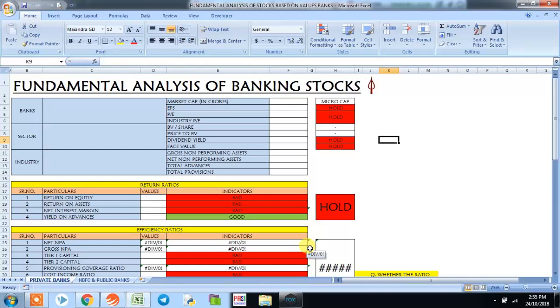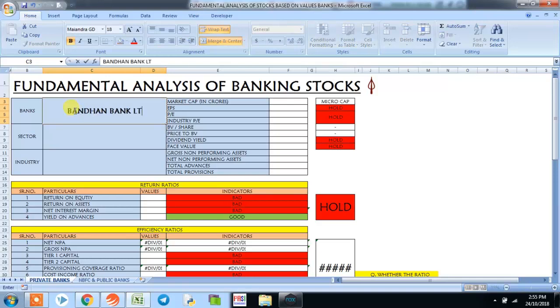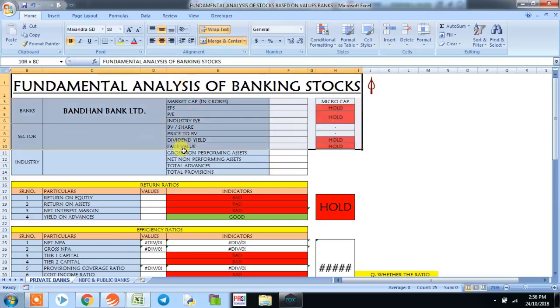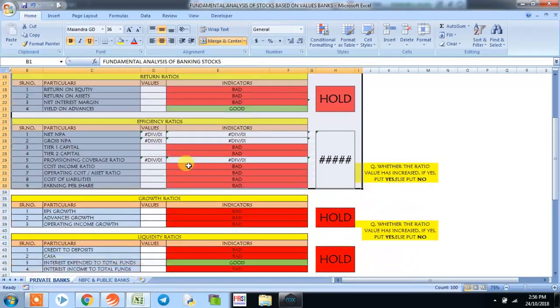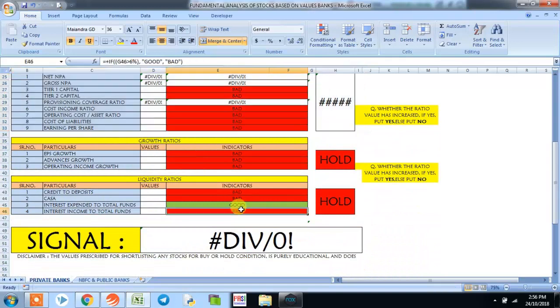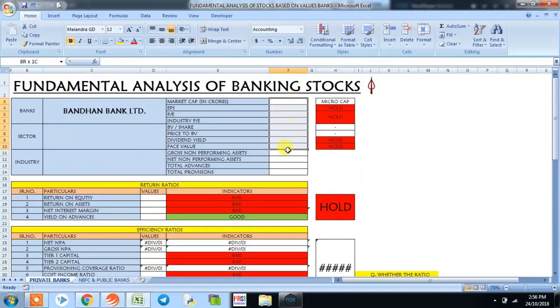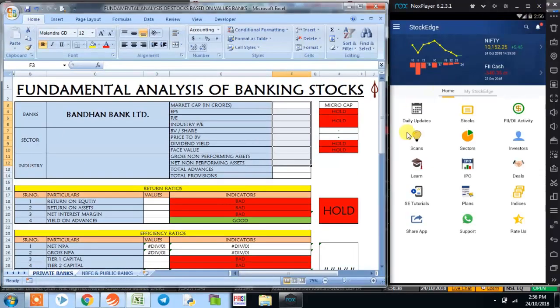The banking stock that we are going to take today for fundamental analysis is Bandhan Bank. The Excel spreadsheet in front of you is an Excel program wherein we put financial data of stocks to arrive at a conclusion on whether to invest in this company at this point of time or not. The financial data or values are taken from an app known as the Stock Edge app.